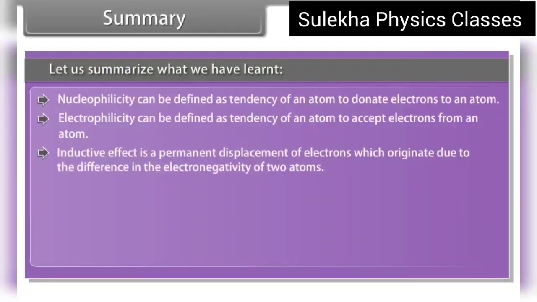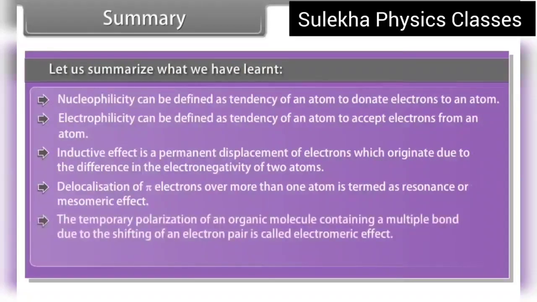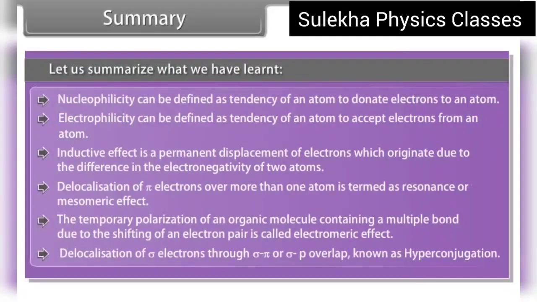Inductive effect is a permanent displacement of electrons which originates due to the difference in the electronegativity of two atoms. Delocalization of pi electrons over more than one atom is termed the resonance or mesomeric effect. The temporary polarization of an organic molecule containing a multiple bond due to the shifting of an electron pair is called the electromeric effect. Delocalization of sigma electrons through sigma-pi or sigma-p overlap is known as hyperconjugation.